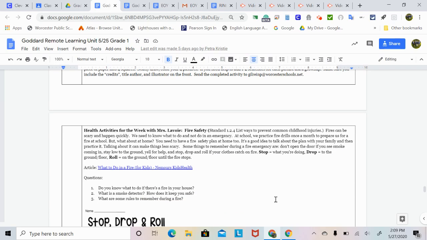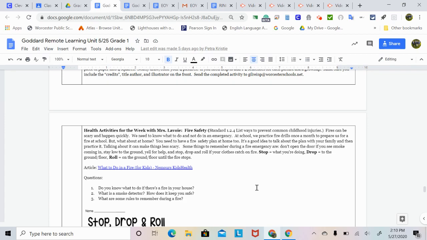It's all about fire safety, which is so important. Fires can be scary and happen quickly. We need to know what to do and not do in an emergency. At school, we practice fire drills once a month to prepare us for a fire at school. But what about at home? You need to have a fire safety plan at home, too. It's a good idea to talk about the plan with your family and then practice it. Talking about it can make things less scary.